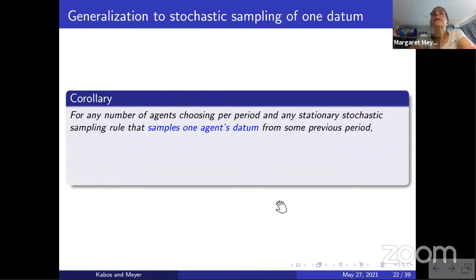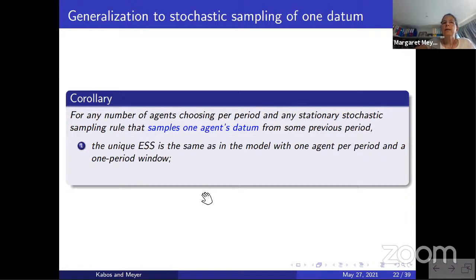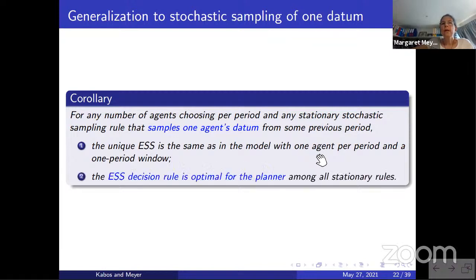We can in fact generalize the conclusion from this benchmark model to consider stochastic sampling of a single datum. So here's the following corollary. For any number of agents choosing per period, not necessarily one, and any stationary stochastic sampling rule that samples one agent's datum from some previous period, the unique ESS is the same as in the model with one agent per period and a one period window. And the equilibrium steady state decision rule is optimal for the planner among all stationary rules. So the welfare optimality of the equilibrium steady state generalizes to stochastic sampling as long as we stick to agents observing a single datum.